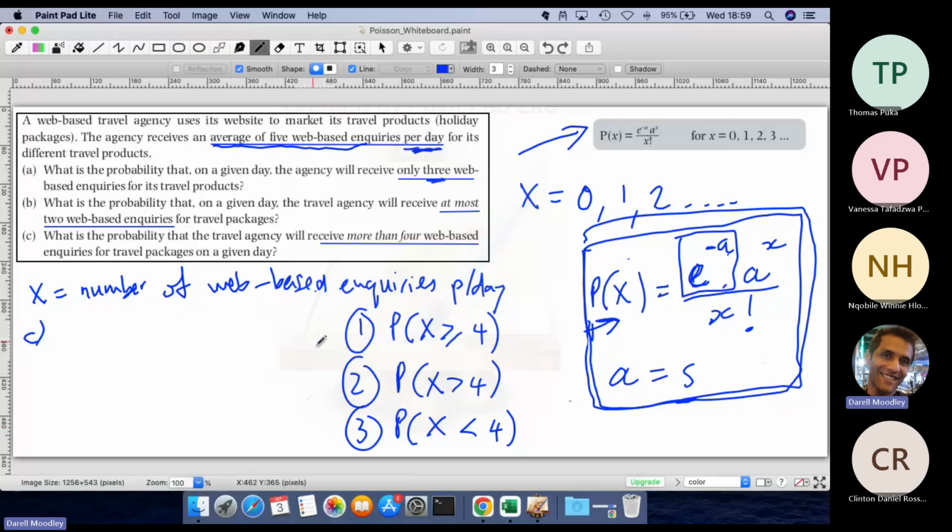Okay, no. The answer is option 2. Remember, it says more than. The mathematical symbol for more than is this here: greater than. Greater than and more than are the same thing. Make sure you understand this. It's good that you got it wrong now, because now you understand why. This is more than, same thing as greater than. This is less than.